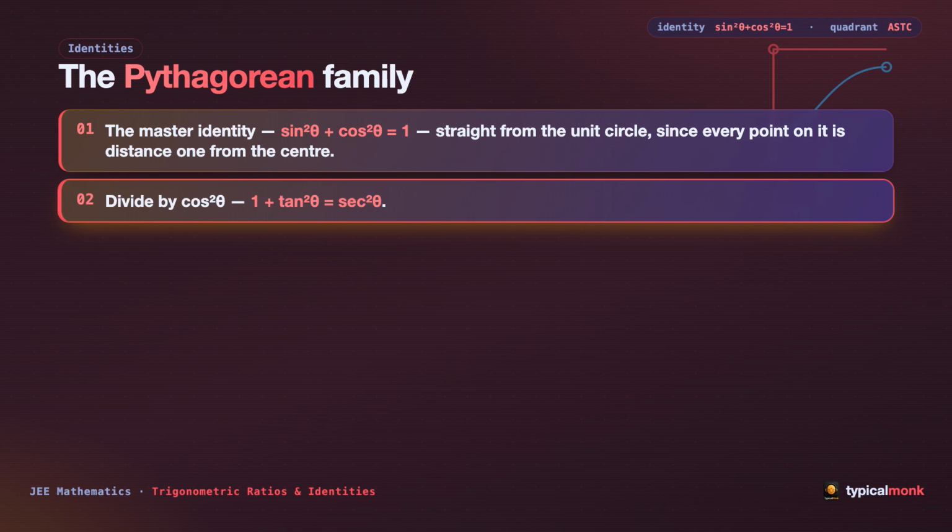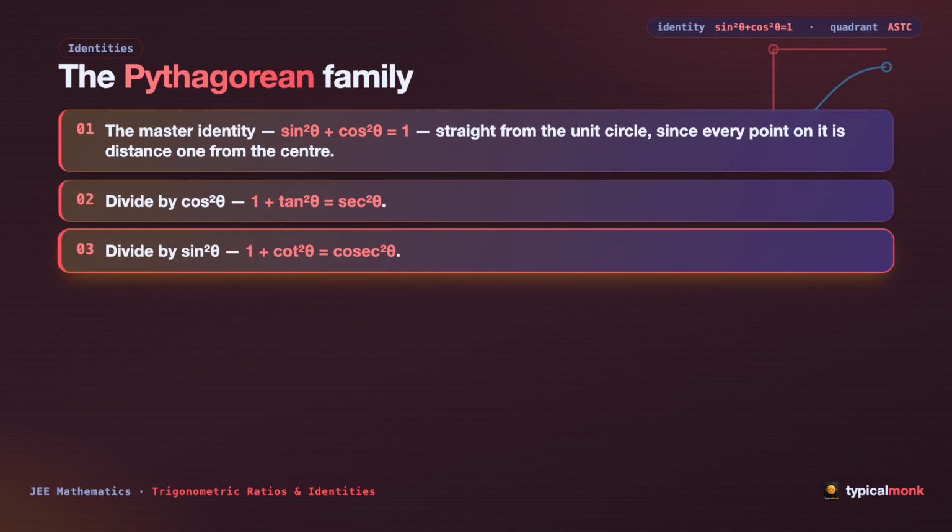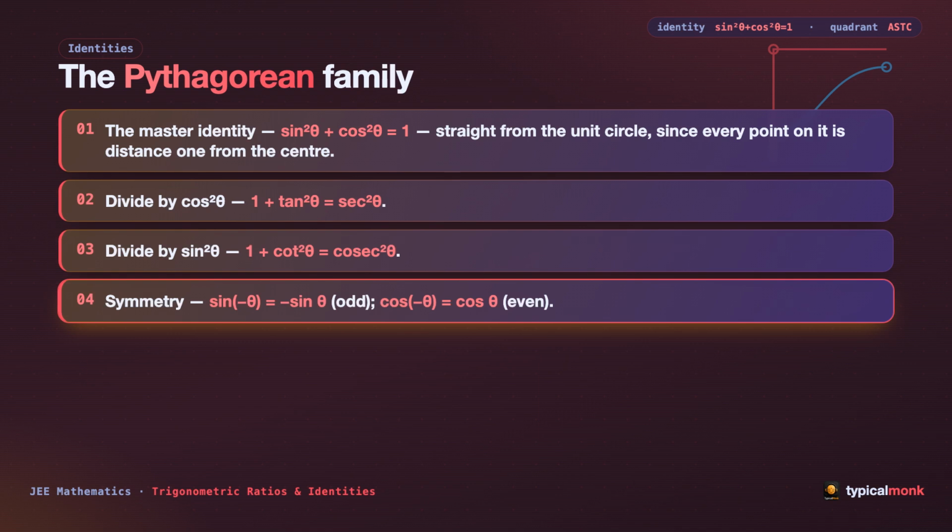Divide that master identity through by cosine squared theta, and you get 1 plus tangent squared theta equals secant squared theta. Divide it instead by sine squared theta, and you get 1 plus cotangent squared theta equals cosecant squared theta. And 2 symmetry rules worth knowing: sine of minus theta equals minus sine theta, which makes sine an odd function. Cosine of minus theta equals cosine theta, which makes cosine an even function.